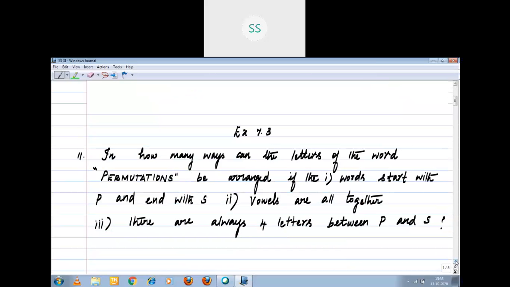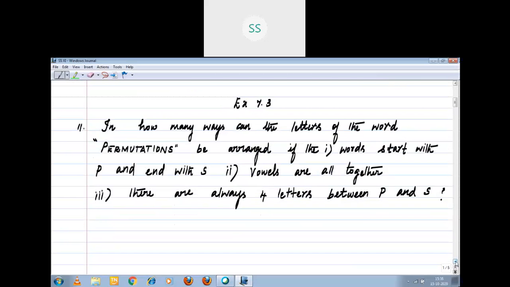Today I am going to discuss exercise 7.3, question number 11. In how many ways can the letters of the word PERMUTATION be arranged if, first, the words start with P and end with S; second, the vowels are all together; third, there are always 4 letters between P and S? Now I am going to start with the first subdivision.